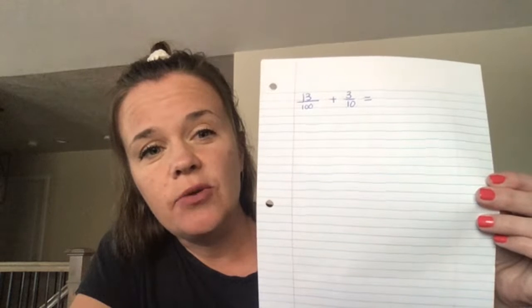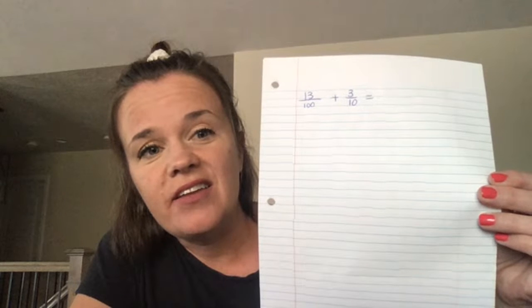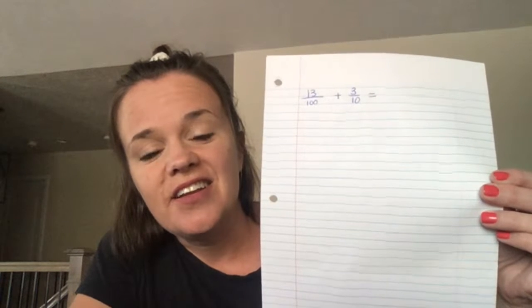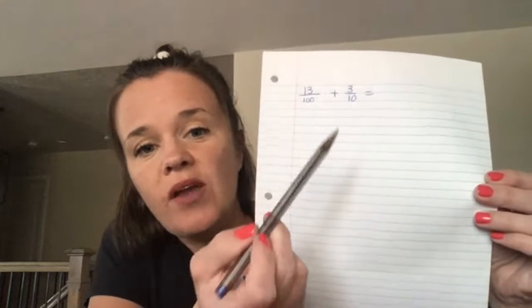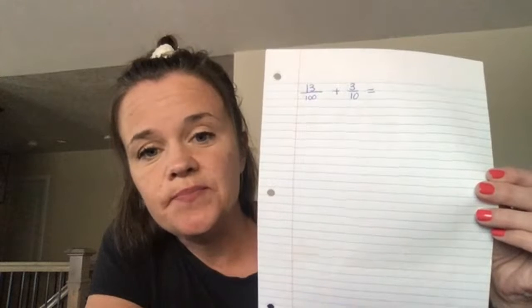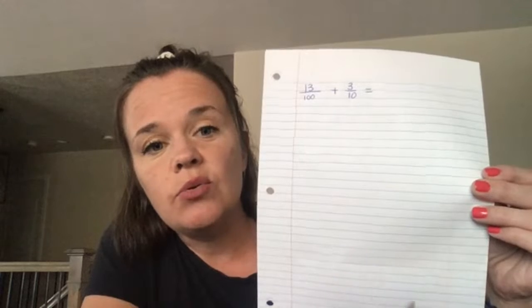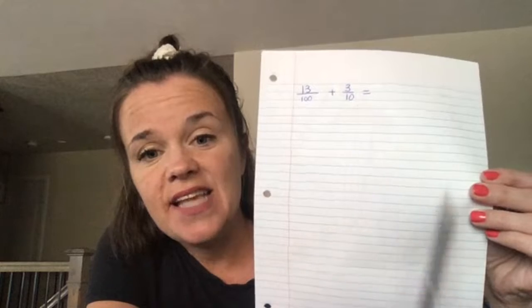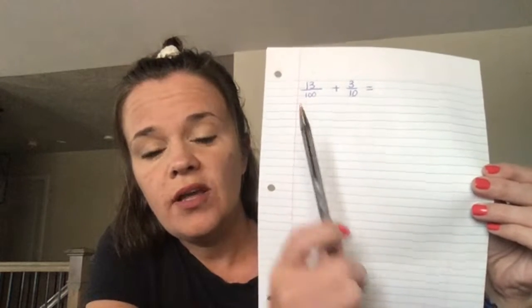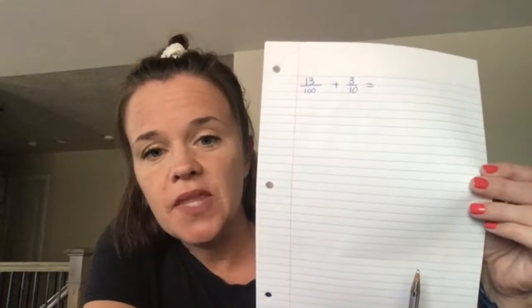Okay, I'm going to give you about 10 more seconds. Okay, so here's what I notice. What I notice is that one of my denominators is 100 and the other denominator is 10, okay? What I also notice is that I know that 10 is a factor of 100, meaning I can multiply 10 by something and it will equal 100, okay?